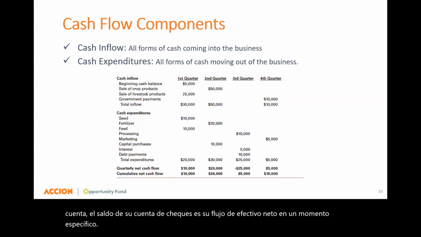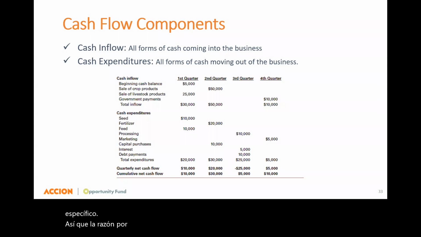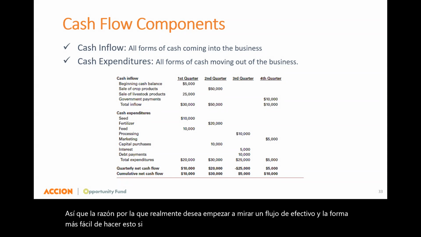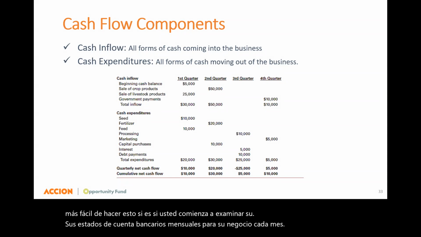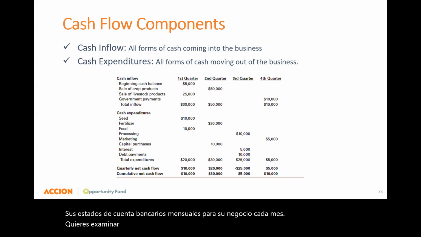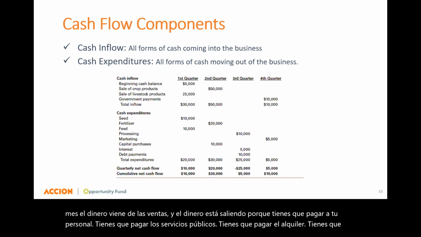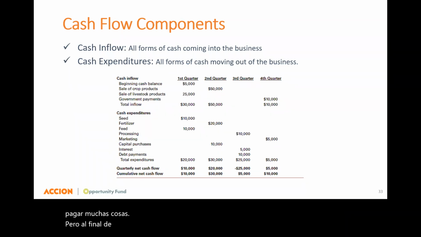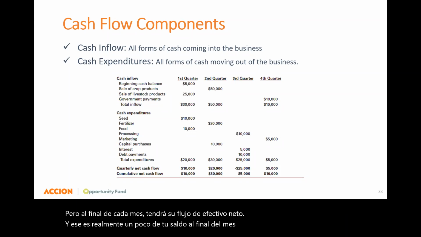The reason you want to start looking at cash flow, and the easiest way to do this, is to start examining your monthly bank statements for your business every single month. You want to examine all the inflows and all of the outflows of cash, right? Because every single month, money is coming in from sales and money is going out because you have to pay your staff, your utilities, your rent, and a lot of other stuff. But at the end of every month, you'll have your net cash flow. That's really your balance at the end of the month. How much money is left at the end, right?